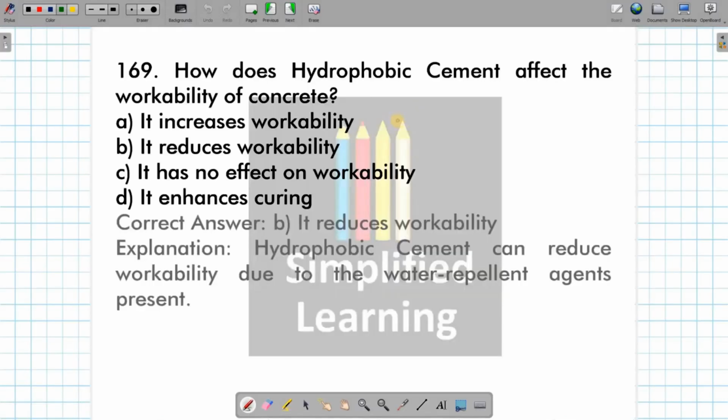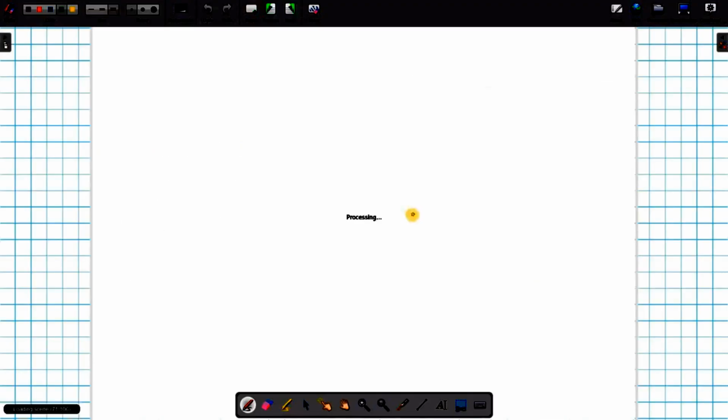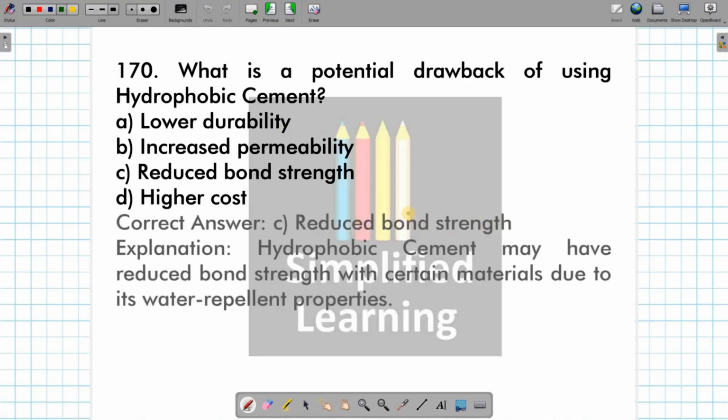Then how does hydrophobic cement affect the workability of concrete? It reduces the workability. Remember, hydrophobic cement reduces the workability because it has what? Water repellent agent. Hydrophobic agents are present in the hydrophobic cement. What is the potential drawback of using hydrophobic cement? Reduced bond strength. Okay. Hydrophobic cement may have reduced bond strength with certain material due to its water repellent properties.